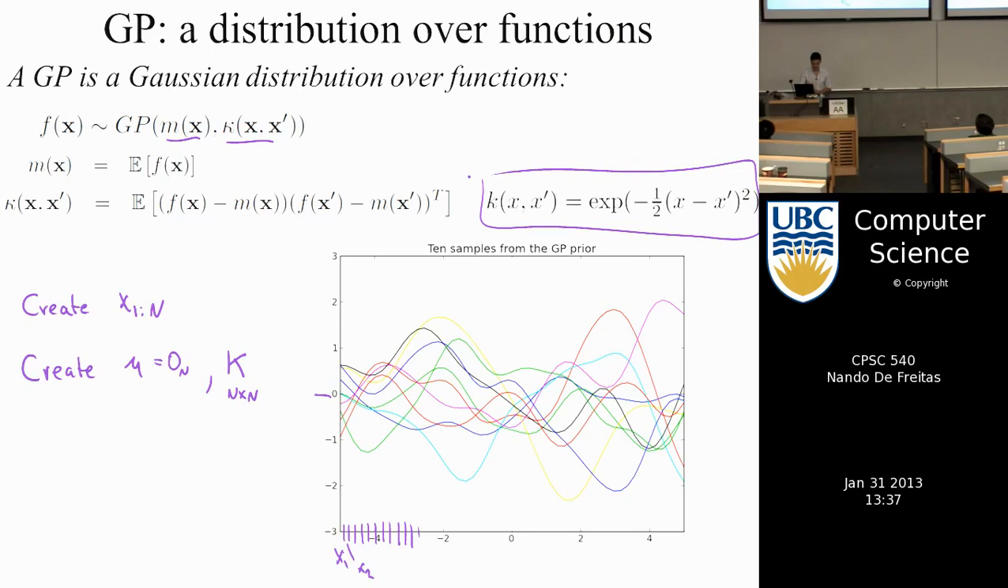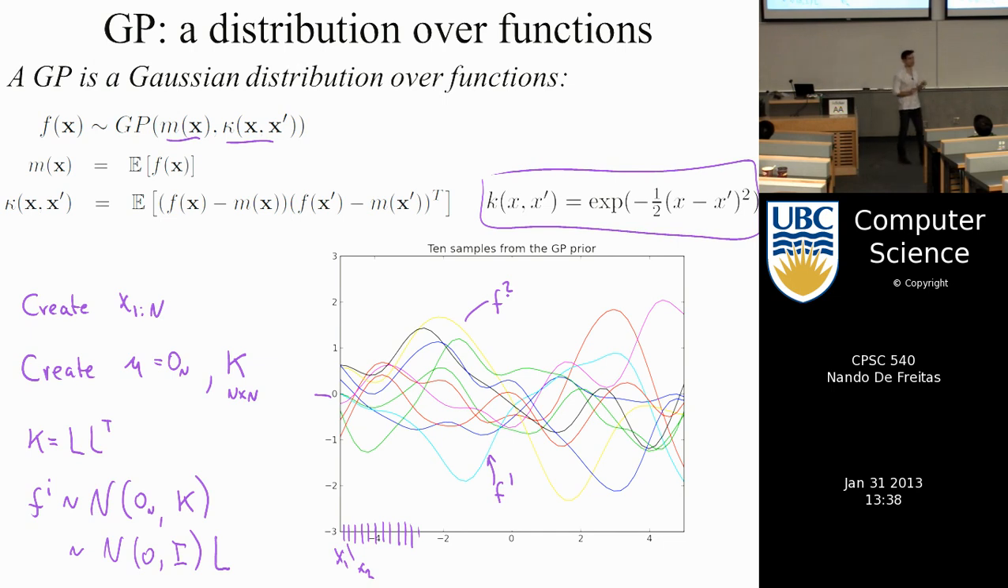Two points that are far apart should be less similar. And after I've created this, I find the Cholesky decomposition of K. And then I draw a bunch of samples, fi, which are samples from a Gaussian distribution that has mean 0n and covariance K. But the way I draw it is by drawing standard 0, 1 Gaussian variables and multiplying them times the matrix L, the square root of K, if you will. Just like we did before to generate Gaussian numbers. And what you see is this curve here is f1, this curve here is f2, and so on. In this plot here, n is equal to, I believe, 50.